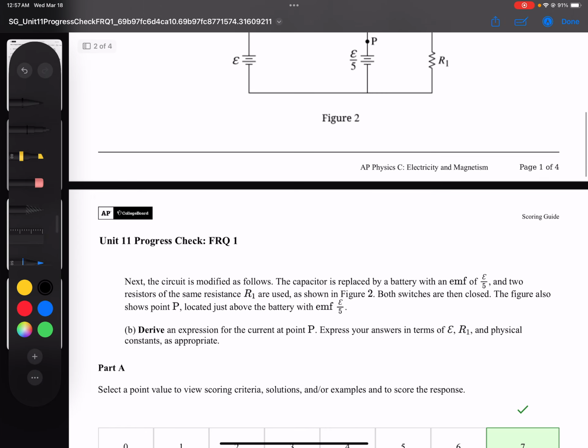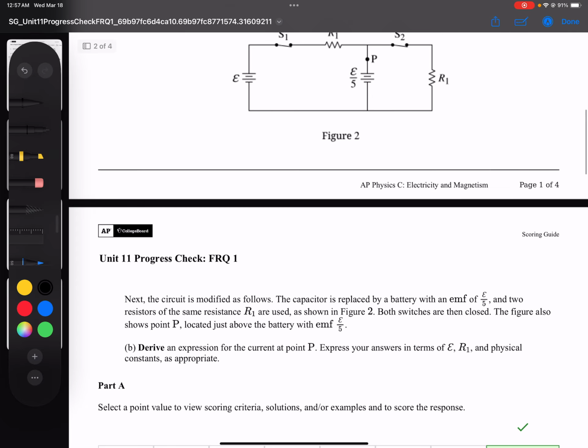So is that pretty much it? Okay, so now the capacitor is replaced with a battery with an EMF of epsilon over 5. The two resistors of the same resistance R1 are used. Both switches are closed. The figure also shows point P located just above the battery with EMF epsilon over 5. Derive an expression for the current at point P and express your answer in terms of epsilon, R1, and physical constants as appropriate.